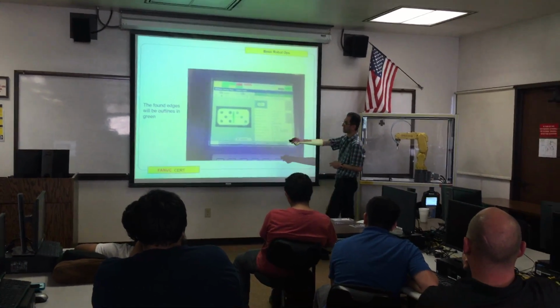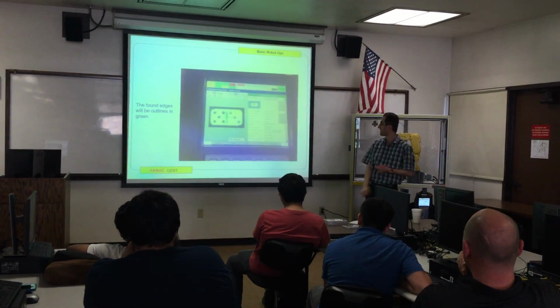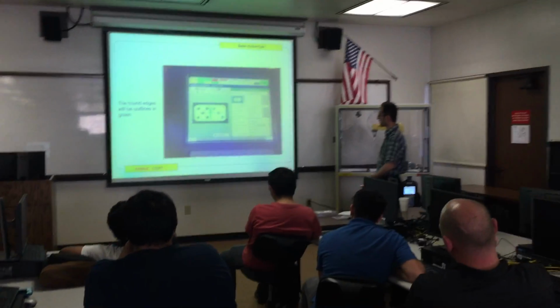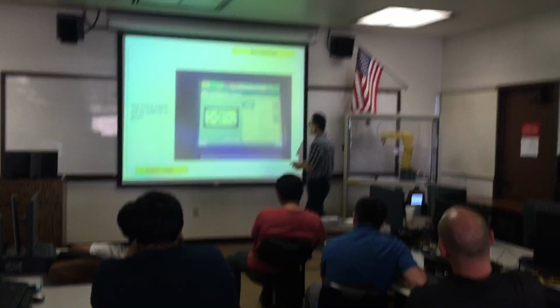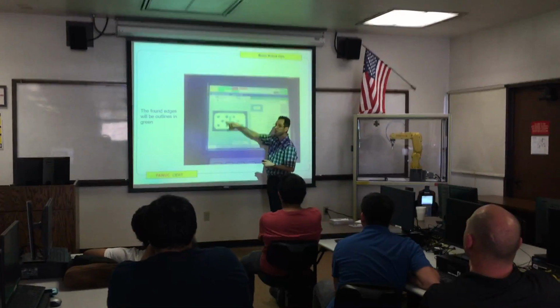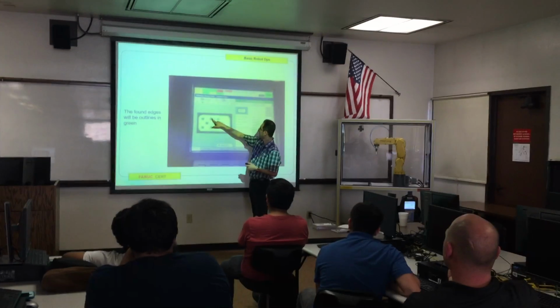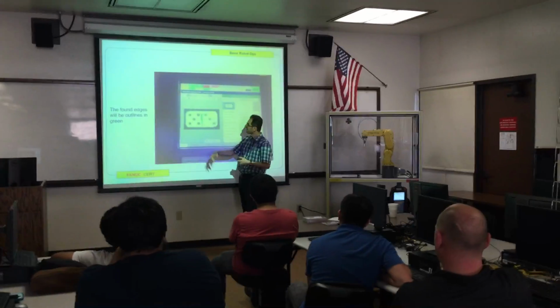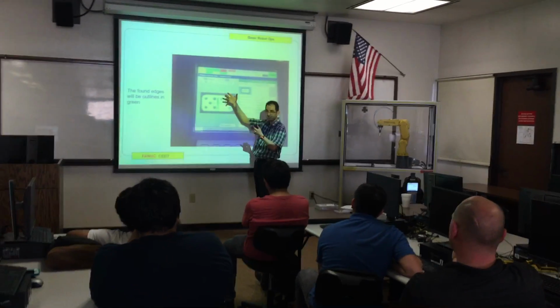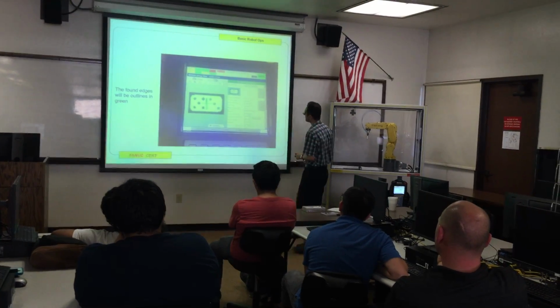So the found edges will be outlined in green, right? When the system looks at the part, it looks at those features of the part, right? If it doesn't have these features, it falls apart, right? Anything that is green means it was able to find it, right?